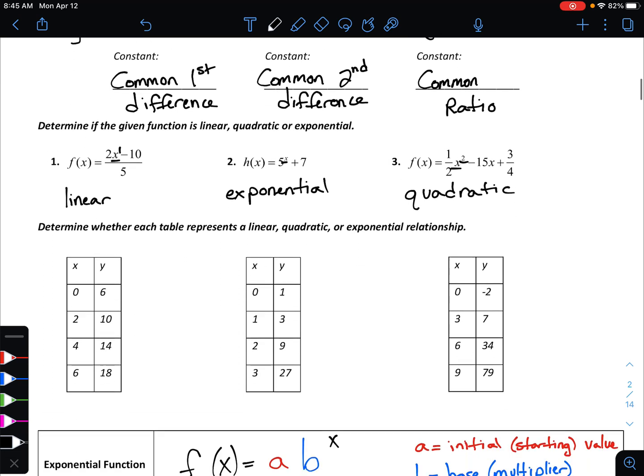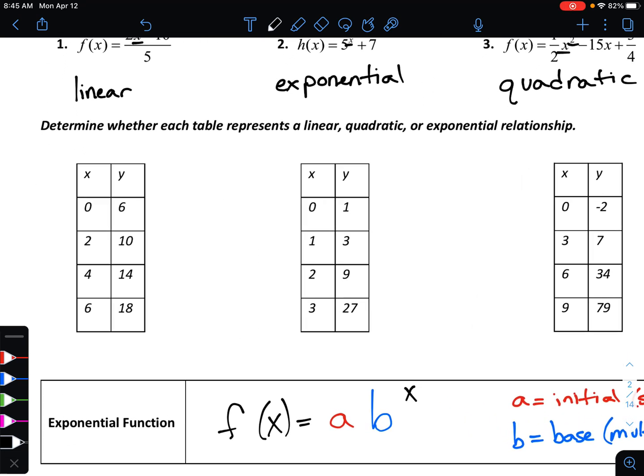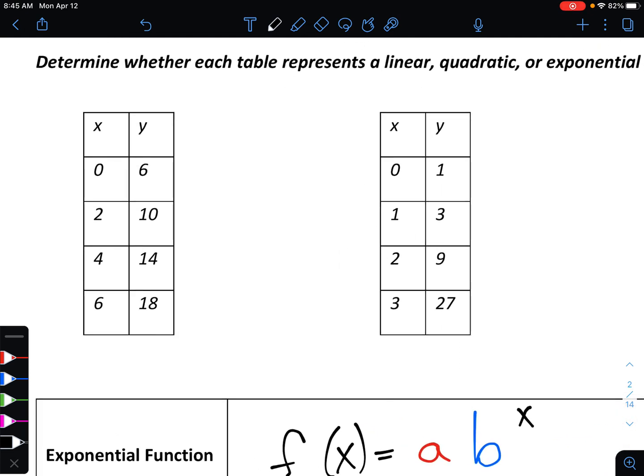Now let's look at how to determine what type of equation it is based on the table. So looking at this first example, if we look at our y values, and we're looking for patterns. To get from 6 to 10, probably the easiest thing to do would be to add by 4. From 10 to 14, we add by 4. And 14 to 18, we also add by 4. Notice that that is a common difference on the very first time we went through. That's going to be what tells you that this is a linear function.